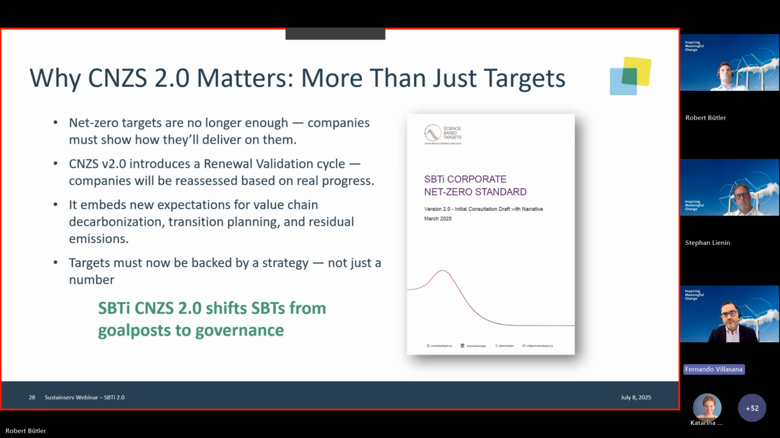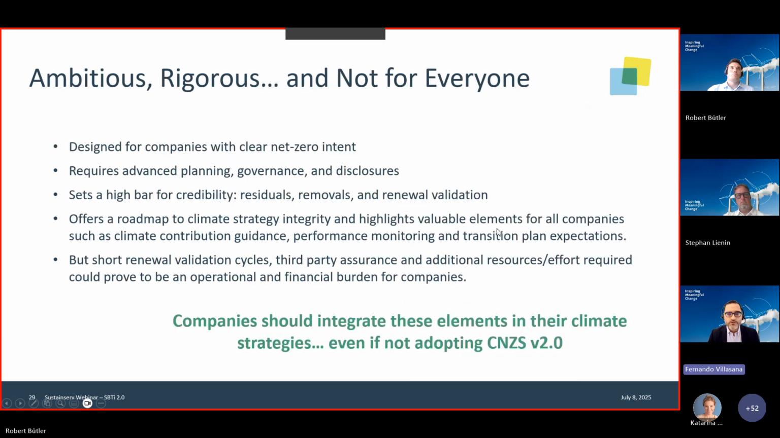So if I was to summarize, what this means is that SBTs are no longer just goalposts. They have become, or they will become, part of a company's governance. In the next slide, we're going to see that, well, previously Robert commented on the two-tiered approach with differentiated requirements per company size and also by location.